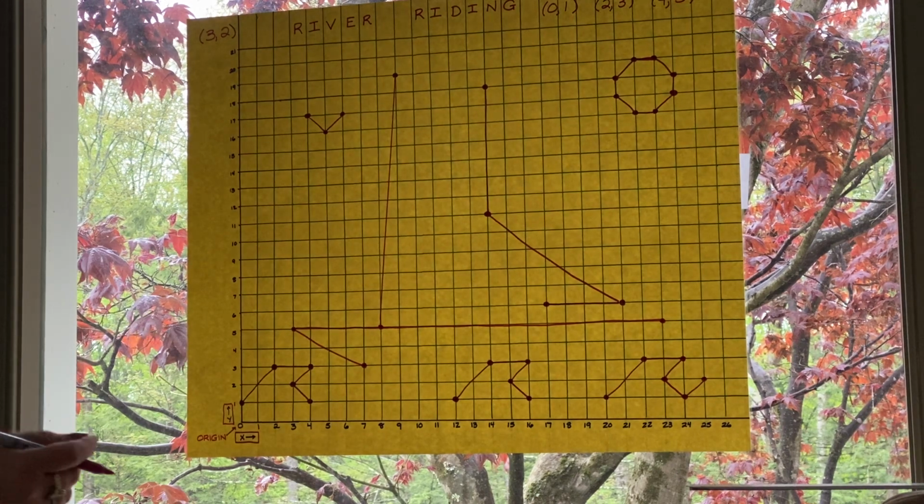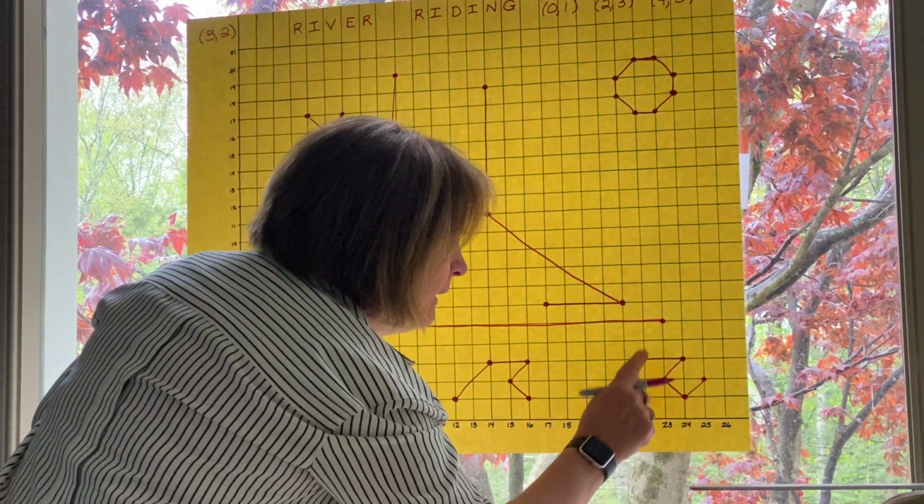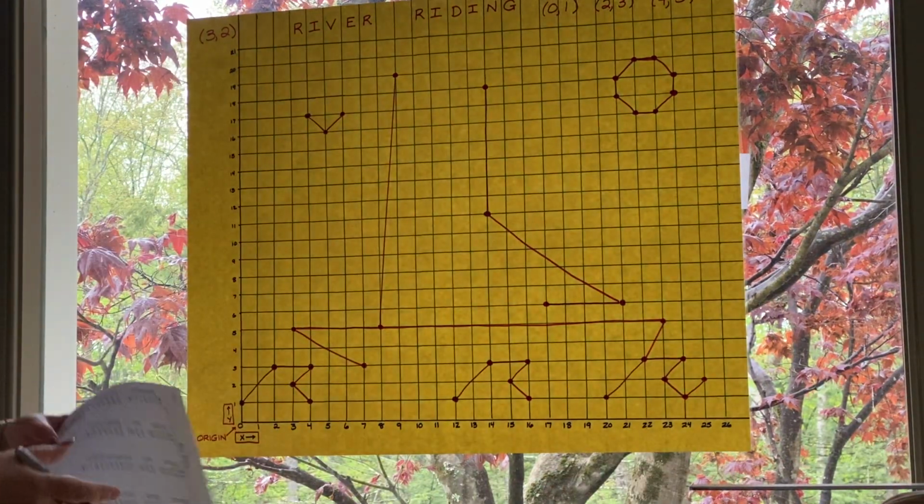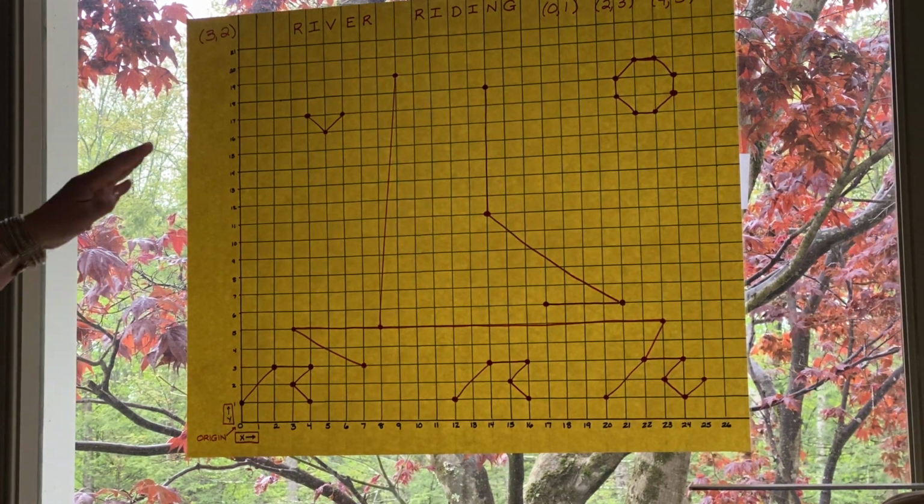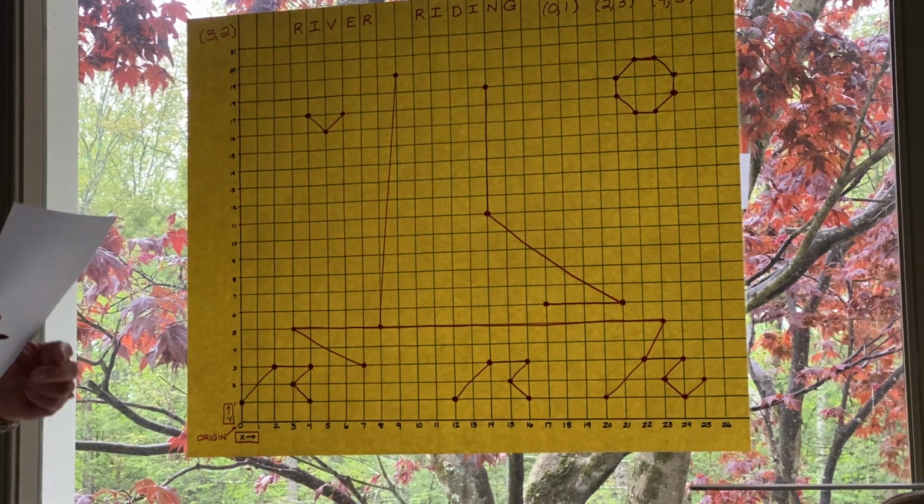And 22 and 3. So over 22, 1, 2, 3, up 3. So I'm going to connect the one that is already there. And then they asked me to stop. So I think it looks a little bit like a sailboat. I'm not sure what this is over here.